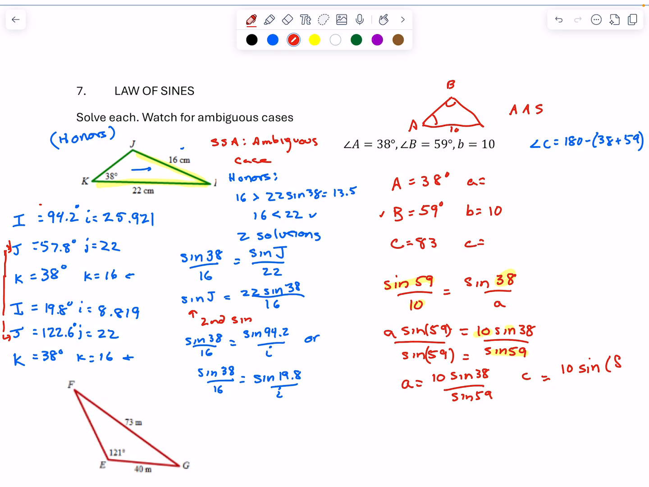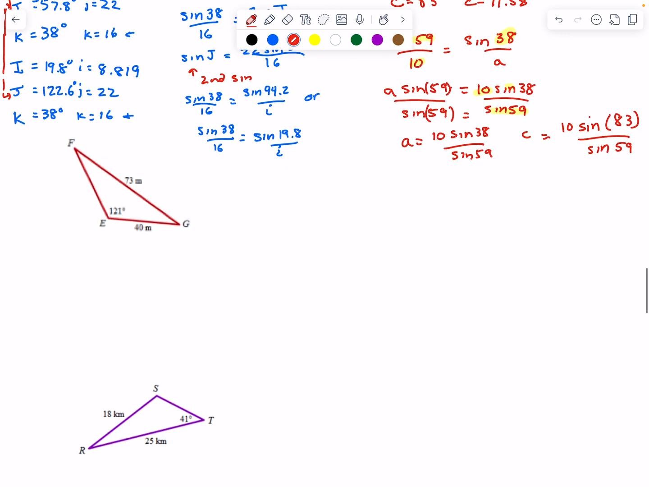Third angle is 83. And C. Okay. You follow the same procedure and stuff into the calculator. Okay. This one is not ambiguous.